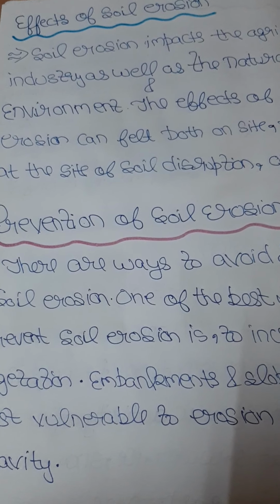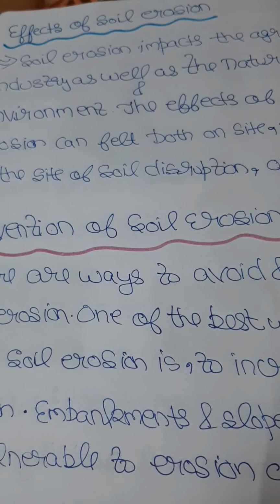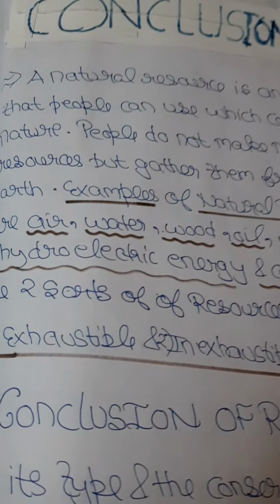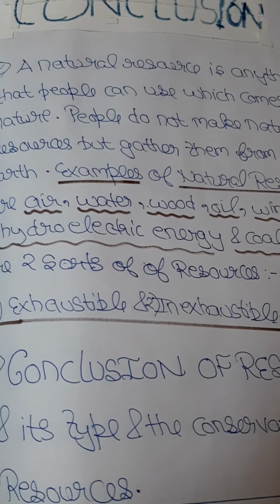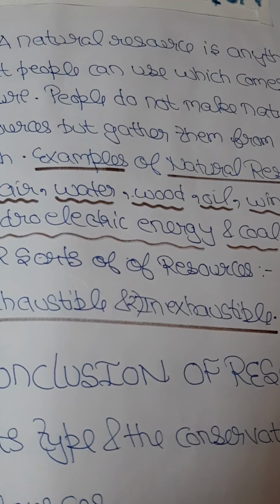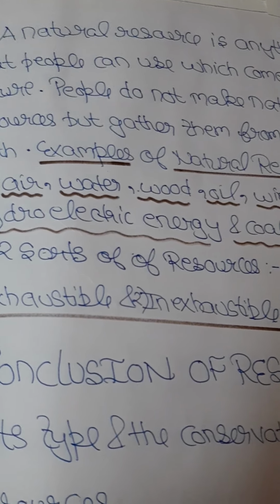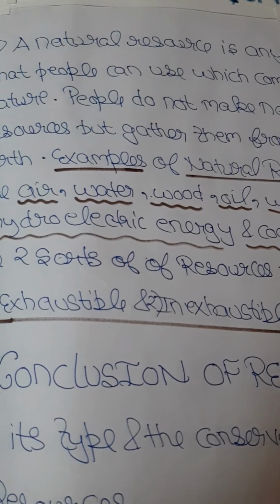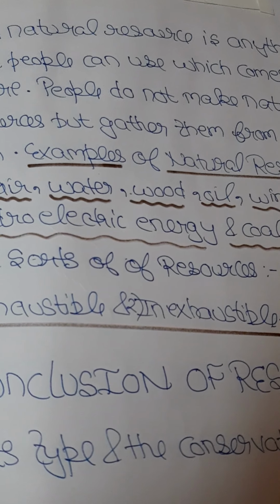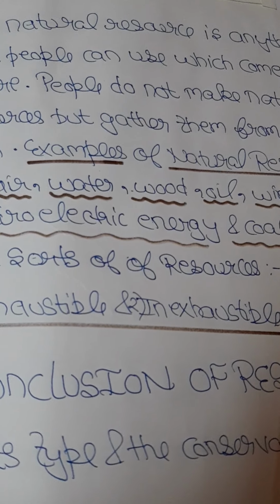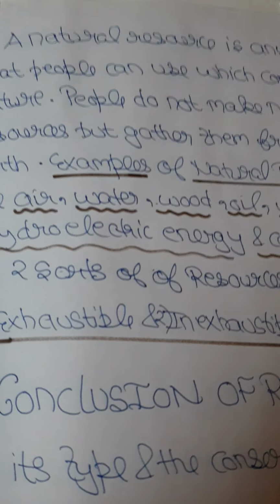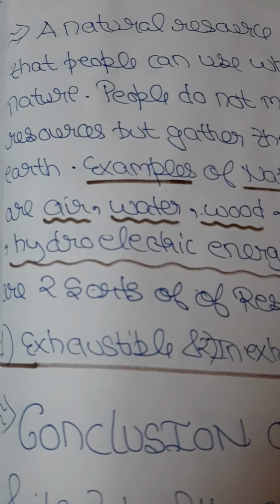We have to write at least half to one page. Now we have to see the conclusion. What is the conclusion we have written? This is the conclusion. A natural resource is anything that people can use which comes from nature. People do not make natural resources but gather them from the earth. Examples of natural resources are air, water, wood, oil, wind energy, hydroelectric energy, and coal. There are two sorts of resources, exhaustible and inexhaustible. Conclusion of resources and its types, and conservation of resources.